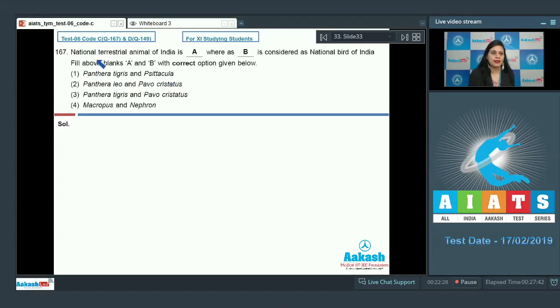Question number 167. The national terrestrial animal of India is A, whereas B is considered as the National Bird of India. Fill the above blanks A and B with the correct option given below. We know that the national terrestrial animal of India, A, is tiger, and B, the national bird of India, is peacock. Now let's discuss the options.